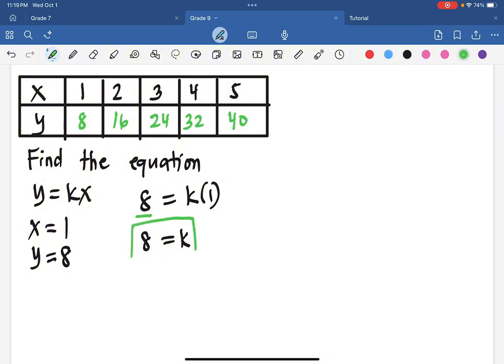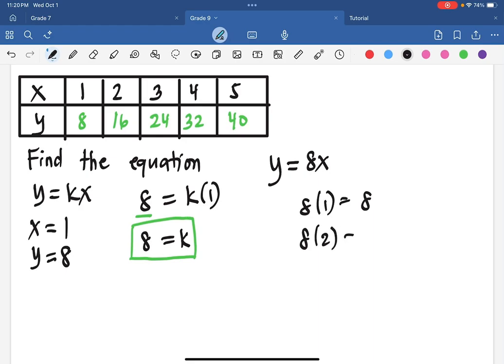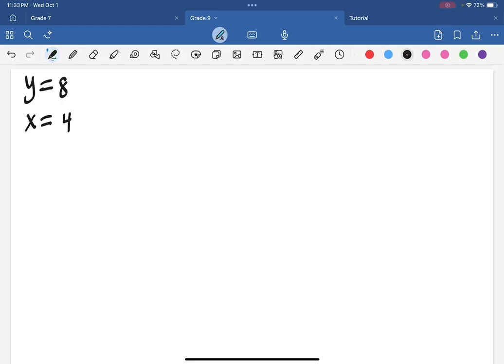Now, since we know that the value of the constant k is 8, we could just write here y equals 8x. Because obviously, when we substitute 8 times 1, the answer is 8, and 8 times 2 is equal to 16, and the pattern continues. So in finding the equation based on the given table of values, this is our answer: y equals 8x.